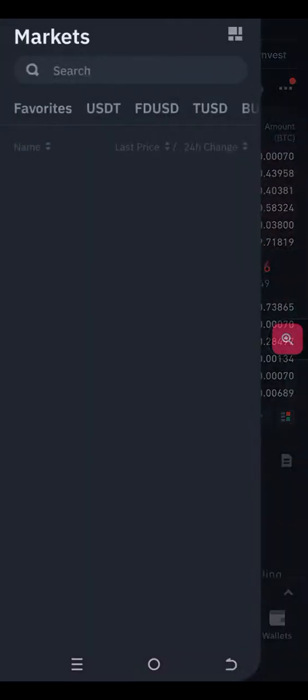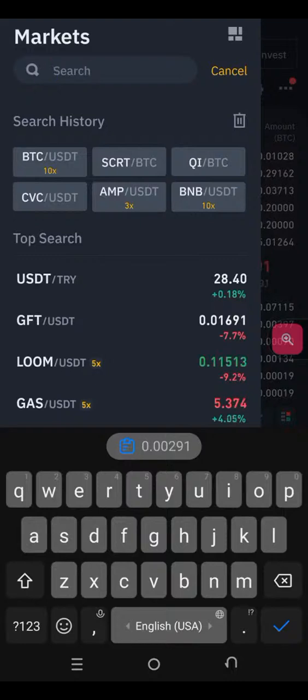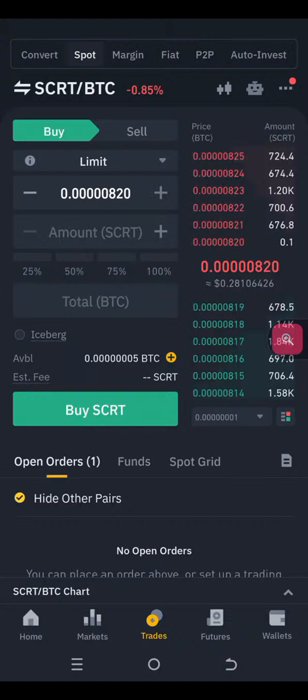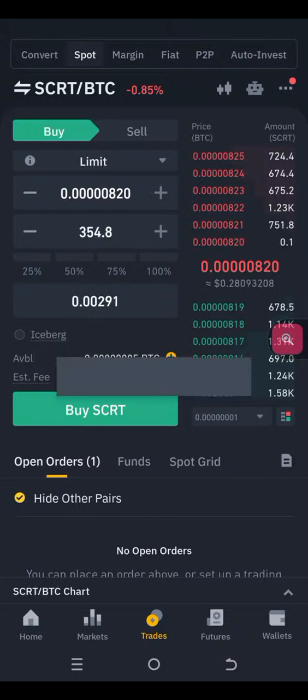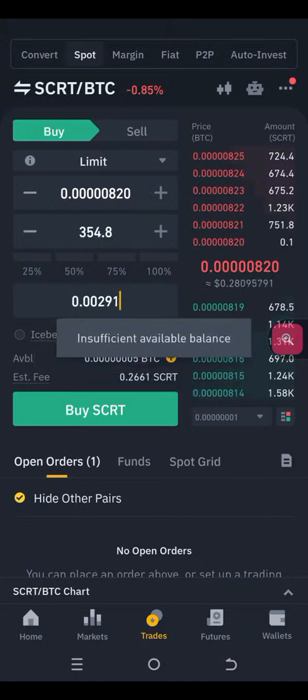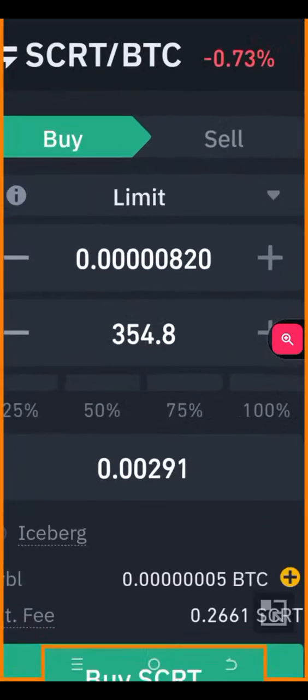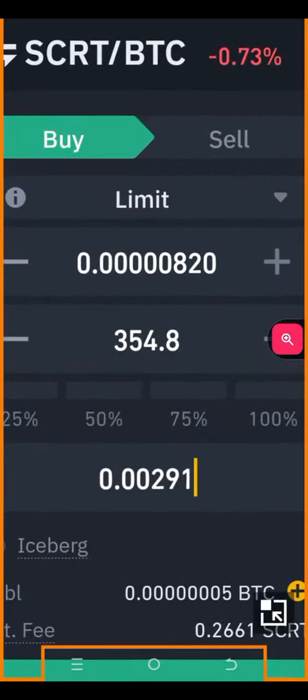Would we make profit with this? Definitely, but how is it going to be? Are we going to be able to make profit immediately? Let's check it out. So we're at SCRT, and all we have to do now is buy SCRT with BTC. So all we have to do now is place the BTC here, as you can see, and then we can pick up 354.8. Remember that, 354.8. Let's copy that.